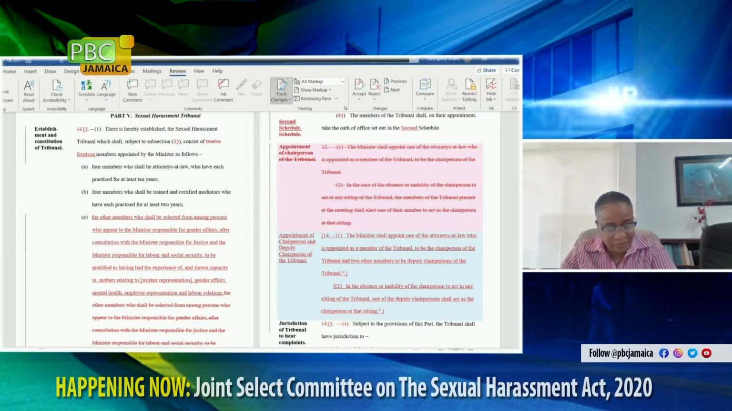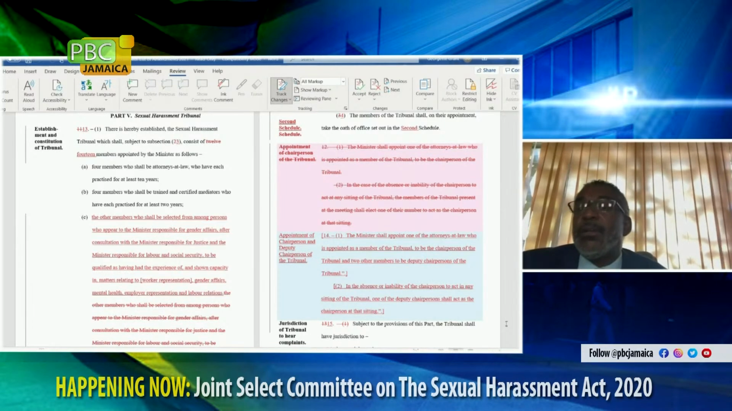And then you had wanted us to insert some other areas of experience and qualifications, which we have done in paragraph C, which I would read into the record. Delete paragraph C and substitute therefore the following. The other members who shall be selected from among persons who appear to the minister responsible for gender affairs after consultation with the minister responsible for justice and the minister responsible for labor and social security to be qualified as having had the experience of and shown capacity in matters related to worker representation, gender affairs, mental health, employer representation, and labor relations. So once that is agreed on, Chair, we can move on. Members? I take the silence as agreed.